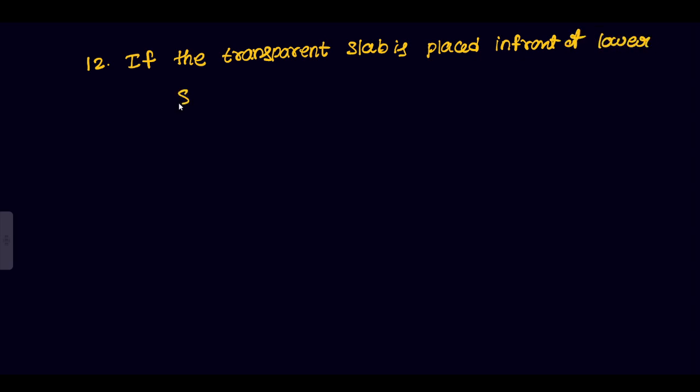If the transparent slab is placed in front of the lower slit, then the central bright shifts down.